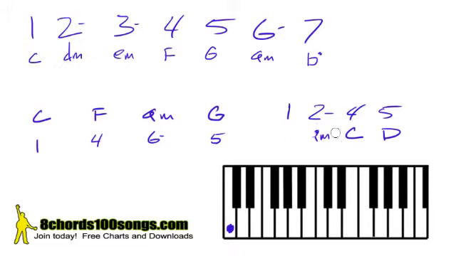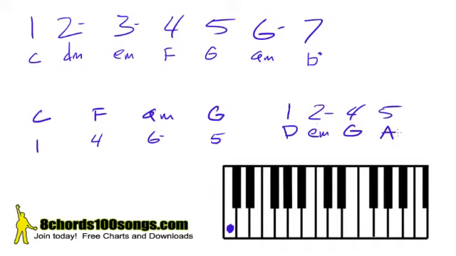If I wanted to play this in D major, the song was maybe in the wrong key for me to sing, or the band wanted to play it in D, then I would make D your 1 chord. Then we would have E minor, and E, F, G would be our 4, and A would be our 5.